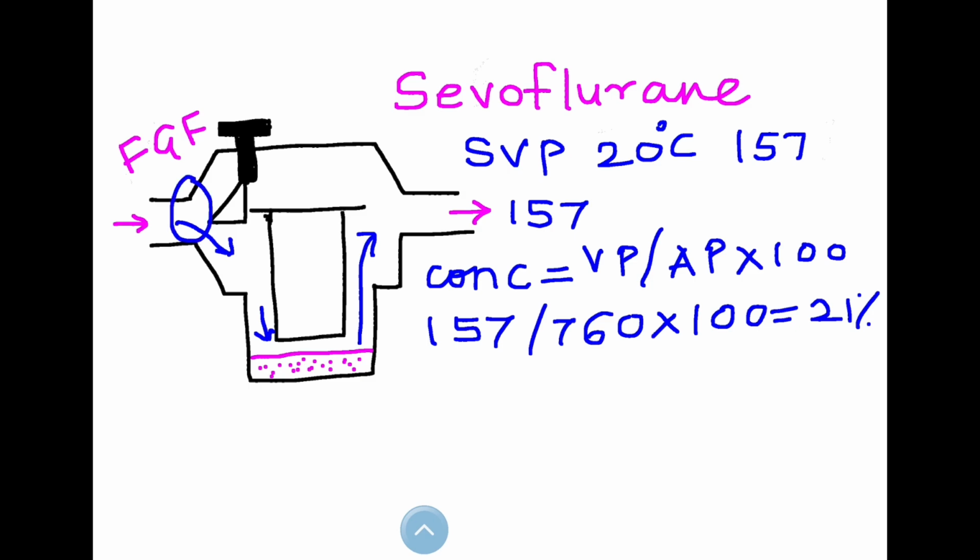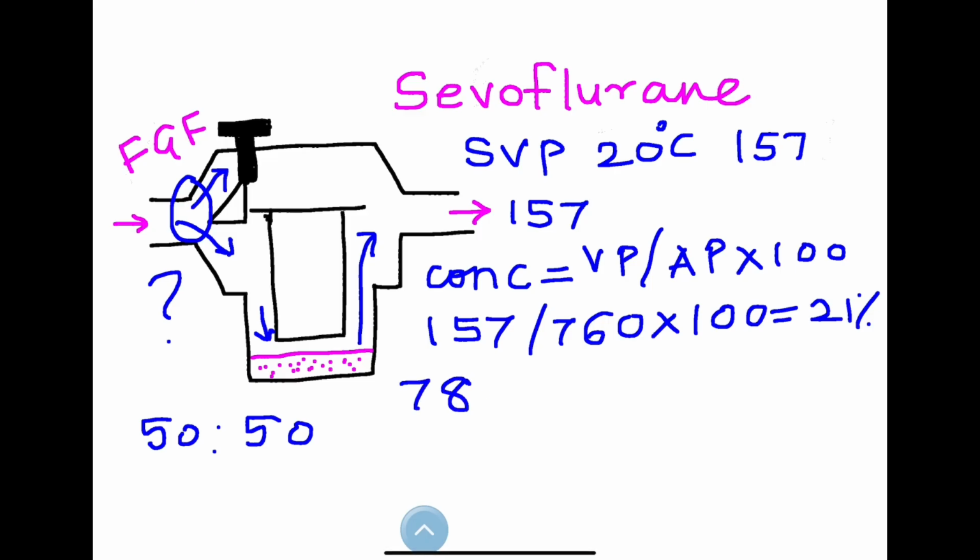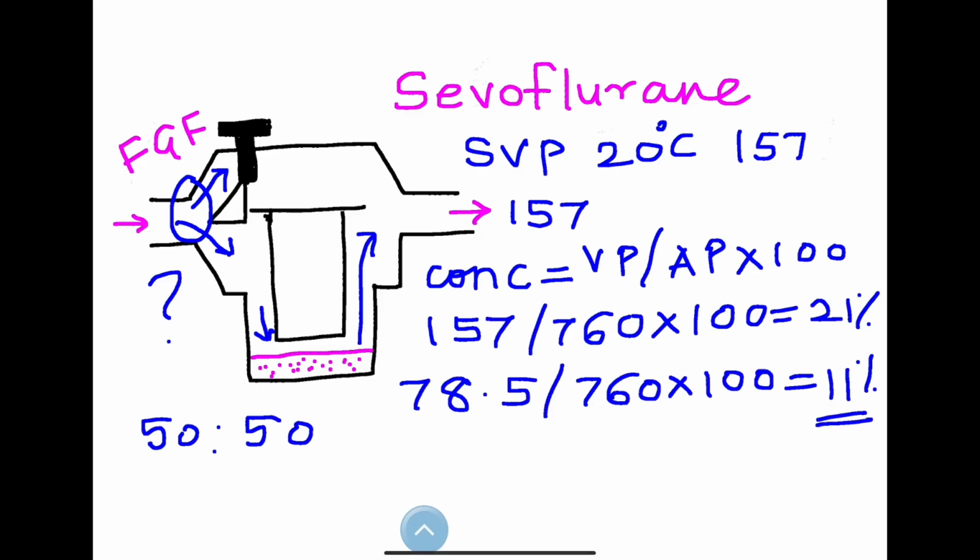Now, how much do we bypass so that we get a clinically relevant concentration of sevoflurane? Suppose we split it 50-50. So let us assume half of the gas will get saturated with sevoflurane. So the vapor pressure of sevoflurane will be 78.5 millimeter of mercury, that is half of 157. So the resultant concentration will be 78.5 divided by 760 multiplied by 100, that is 11%. But we know that the MAC of sevoflurane is around 2%. So this concentration is still very high. So we can change the amount of anesthetic delivered to the patient by changing the splitting ratio.